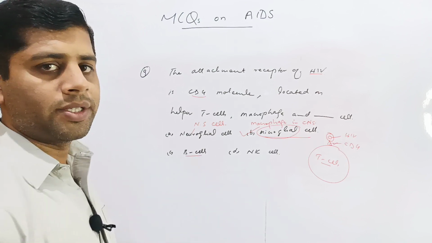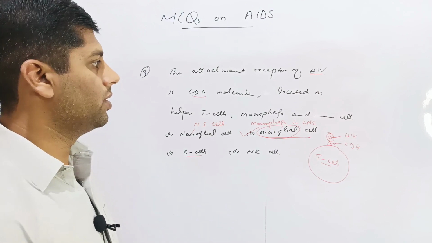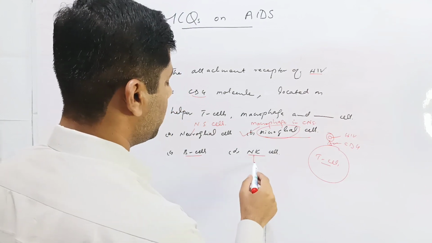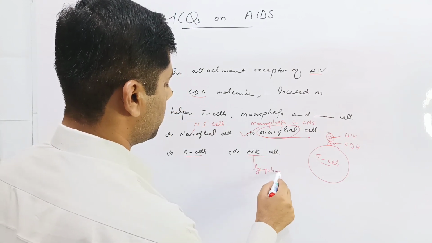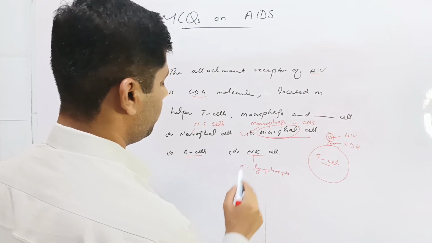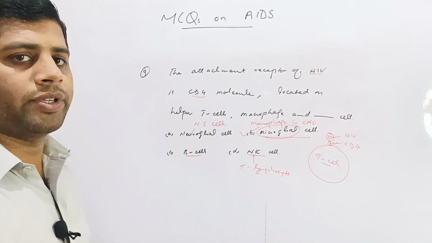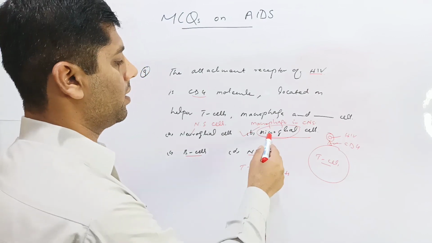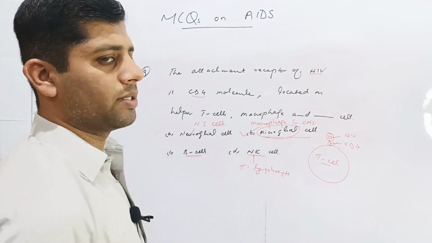Next are B lymphocytes. B lymphocytes have no concern with the HIV infection. And the last option is natural killer cell. Natural killer cells are a kind of T lymphocytes. So the correct option is macrophages in CNS, which are called microglial cells.